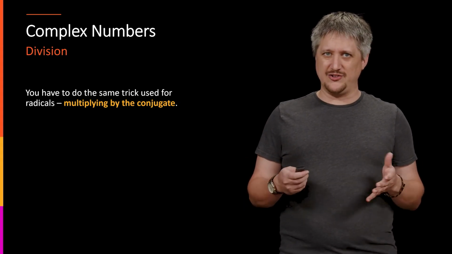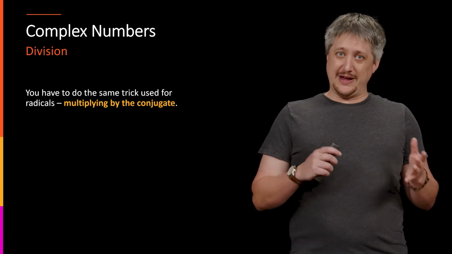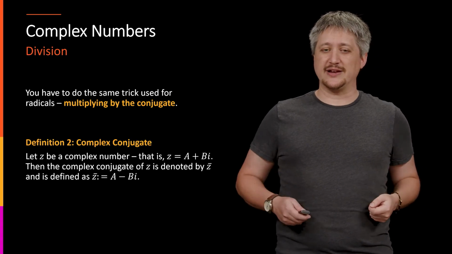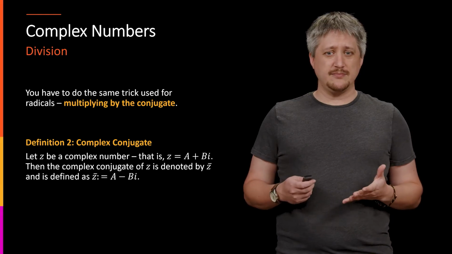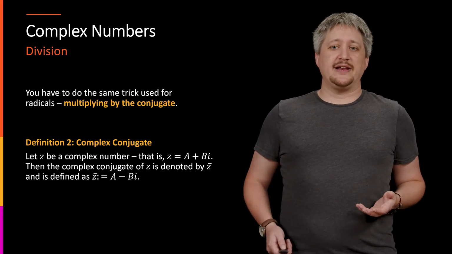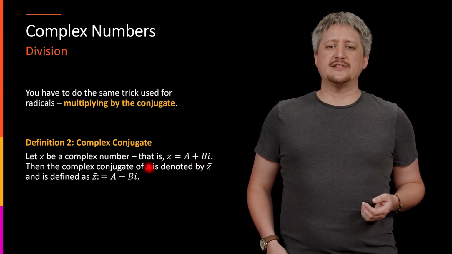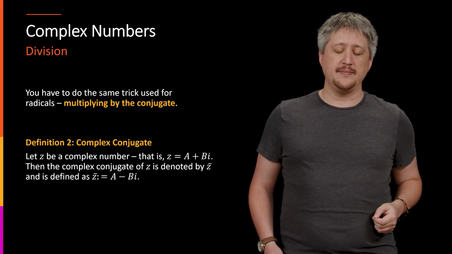Now with radicals, they defined conjugate in a certain way, which is good for radicals. Complex numbers have a different definition, so I'm going to cover that here. So the complex conjugate: if you have some complex number like z, and again, we can write it as that a plus bi thing, then the complex conjugate of z is a minus bi. So you're flipping the sign in front of the imaginary part.